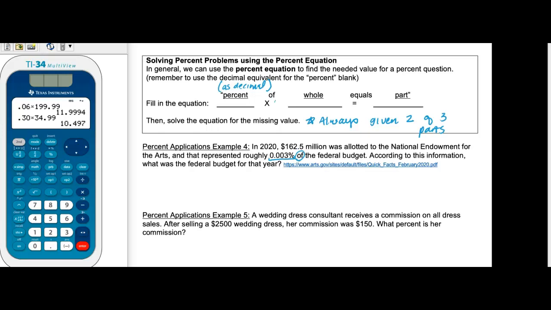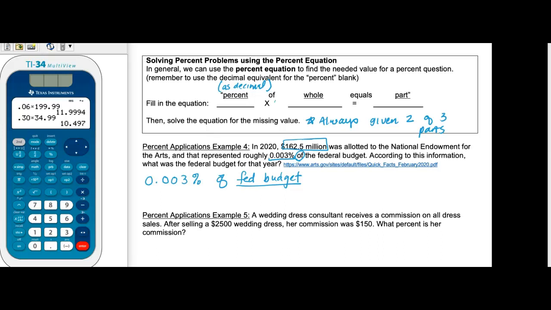So I'm going to start by writing that out. 0.003% of, okay, the federal budget. Well, do I know what the federal budget is? So I'm just going to write down federal budget. And the only other number that I'm given in the problem is this 162.5 million. Now, that wasn't the federal budget. That was what was allotted to the National Endowment for the Arts.